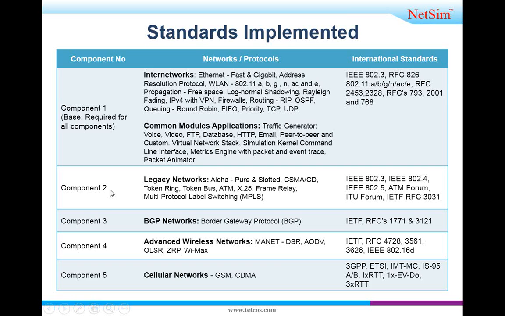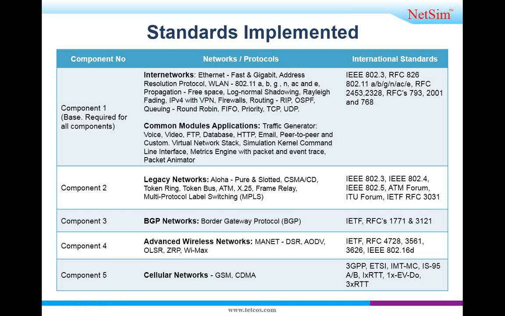Okay. So component 2 has legacy networks, that is Aloha, pure and slotted Aloha, CSMA/CD, token ring, token bus, ATM, frame relay, and multiprotocol label switching, MPLS, and this is according to all the standards of IEEE. Component 3 has BGP networks, Border Gateway Protocol. Component 4 has advanced wireless networks, that is MANET, which contains DSR, AODV, OLSR, ZRP, and WiMAX protocol.